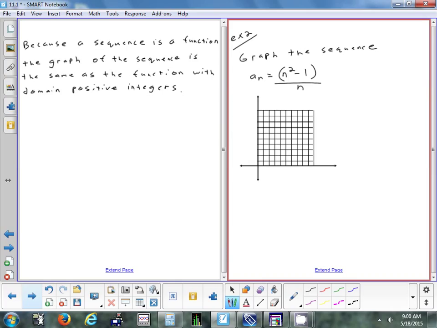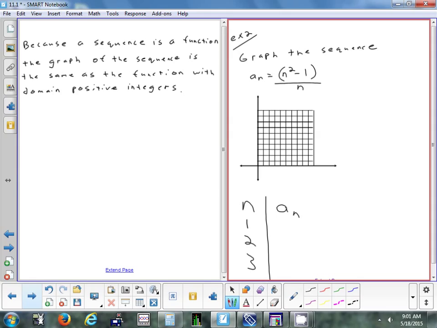Okay, so this is a sequence we looked at a little bit earlier. So n, that's like your x column, and a sub n, that's what you get when you plug n into the formula. It's like your y column. So n's are like your inputs, a sub n is your output.